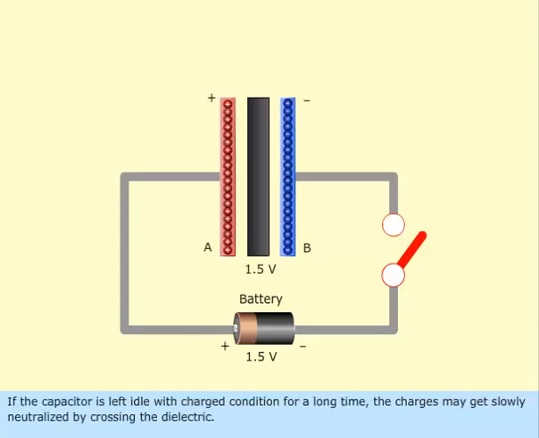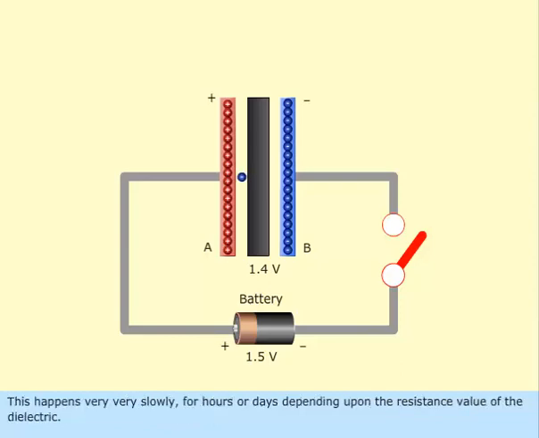If the capacitor is left idle with charged condition for a long time, the charges may get slowly neutralized by crossing the dielectric. This happens very, very slowly, for hours or days depending upon the resistance value of the dielectric.